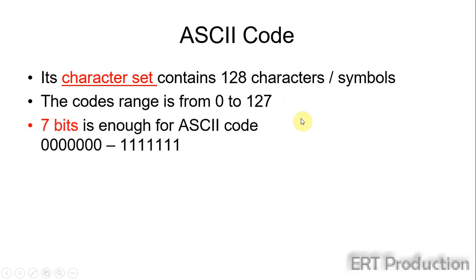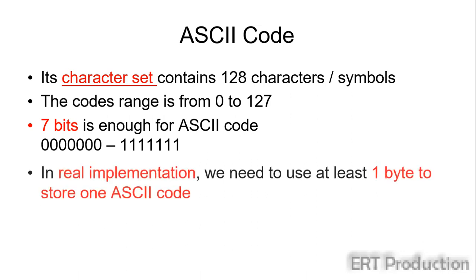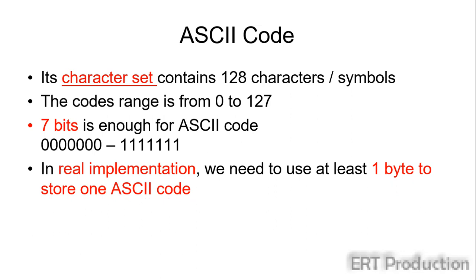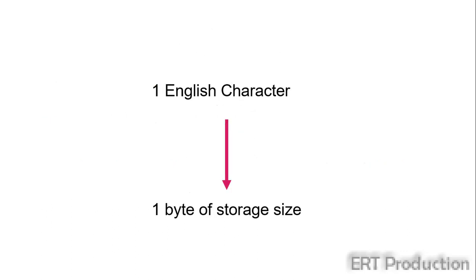Therefore, 7 bits are enough to represent 0 to 127. As you know, the largest code, 127 in binary, is only 7 ones. However, in the real implementation, we need to use at least 1 byte, that is 8 bits, to store one ASCII code, as byte is the smallest unit of storage for a single memory address. That's why we usually say that one English character in computer needs 1 byte of storage.